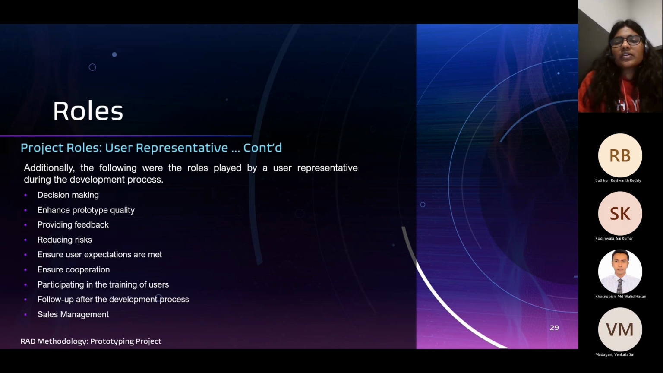Sales management. Being the user representative, I supported the team in coming up with a good plan on how the software product could be promoted to reach as many end users as possible in a short time with high quality.